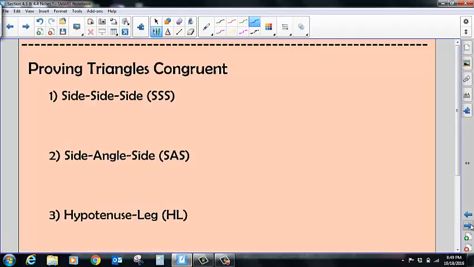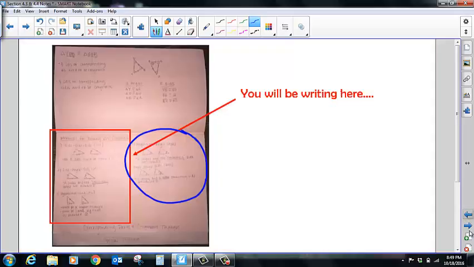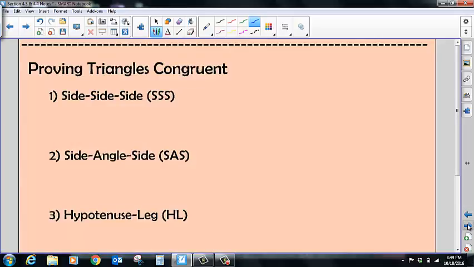So again, this is going on the bottom half. Take a look at where we're writing. So the first one is called side, side, side. So basically we're going to be working through proving triangles congruent to each other. And these are going to be five different approaches that you can use to say that two triangles are actually congruent, so the exact same size. The first method is called side, side, side.